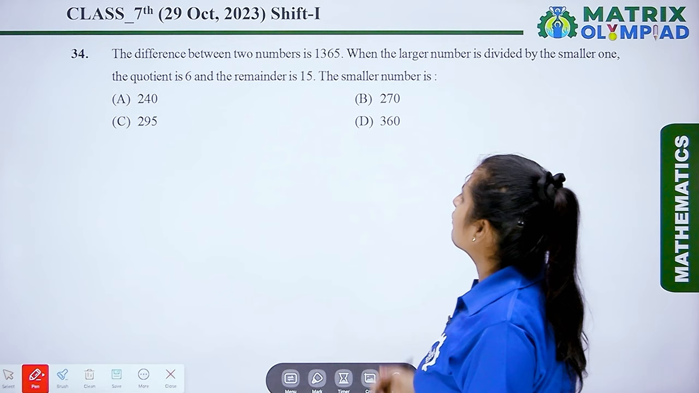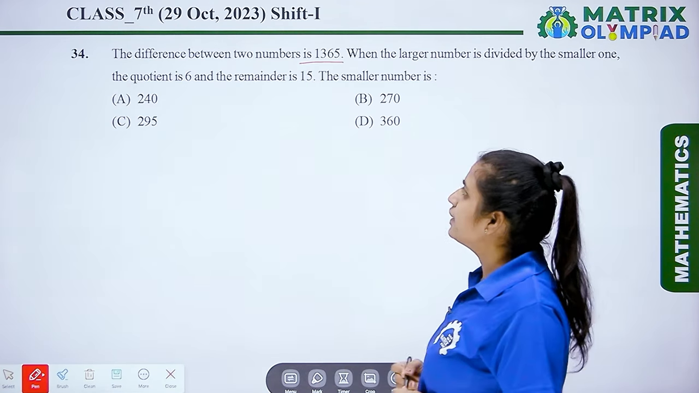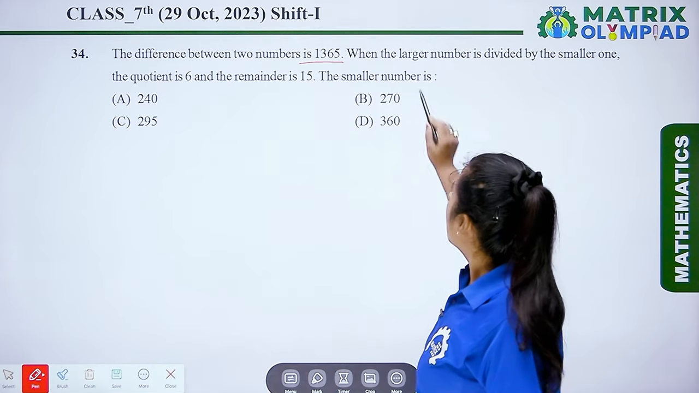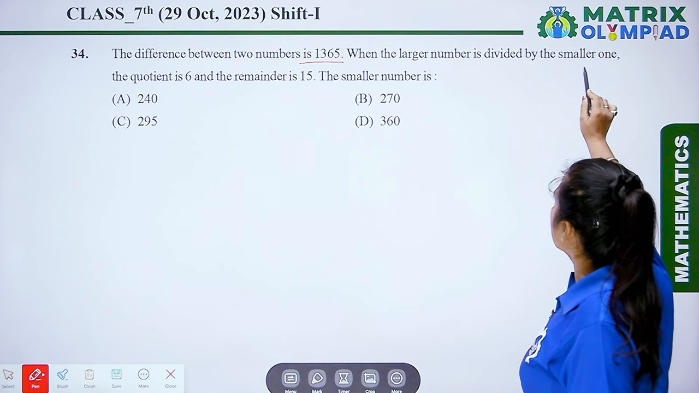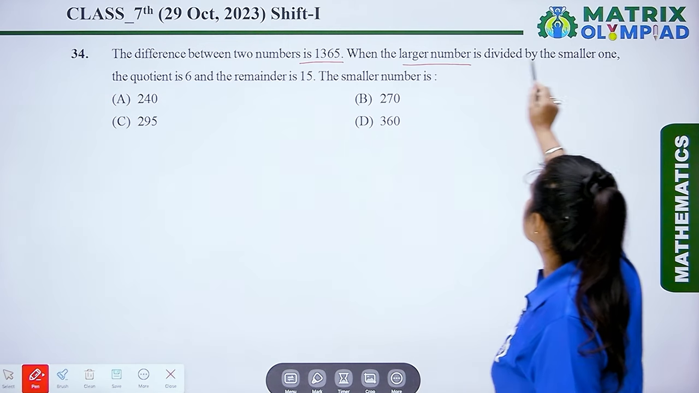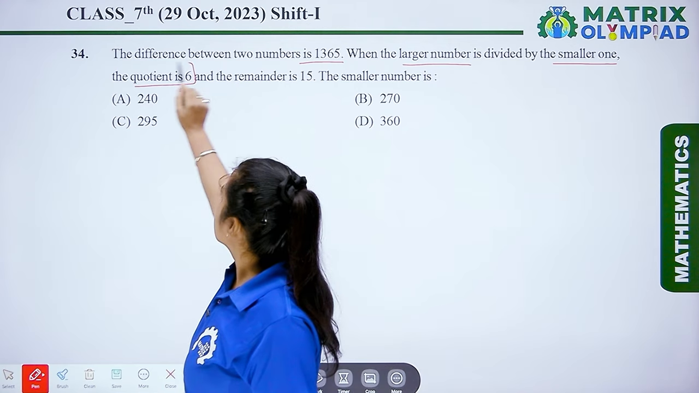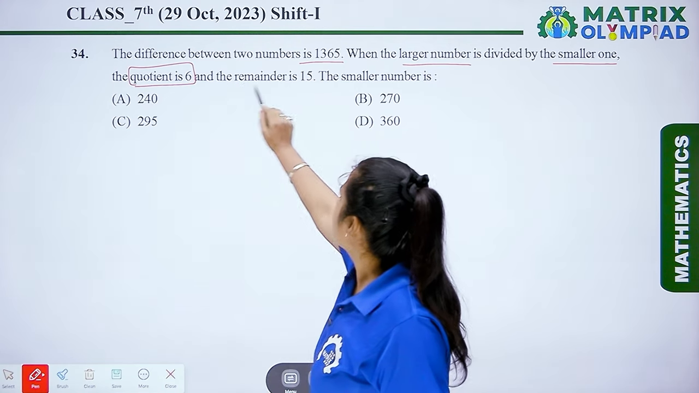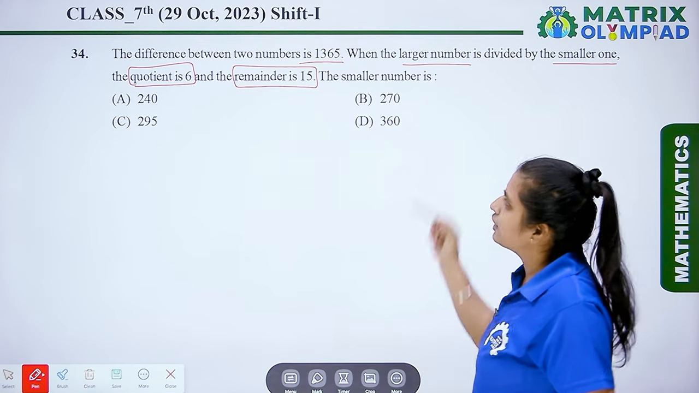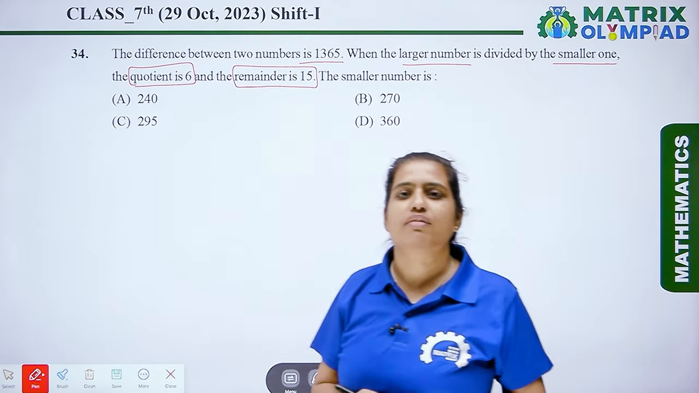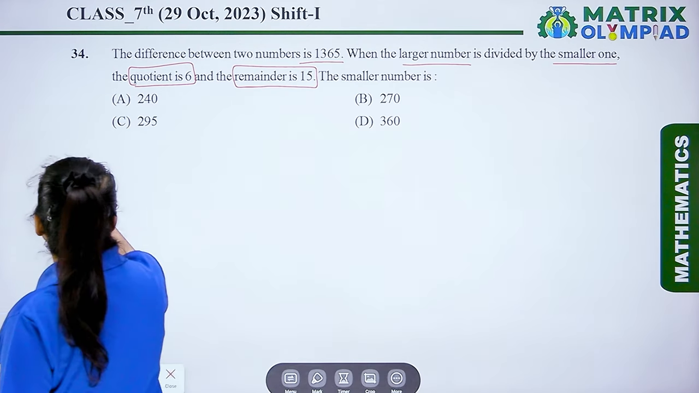The difference between two numbers is 1365. When the larger number is divided by the smaller one, the quotient is 6 and the remainder is 15. The smaller number is. So, here we have to find out the value of the smaller number. So, let the smaller number be x.